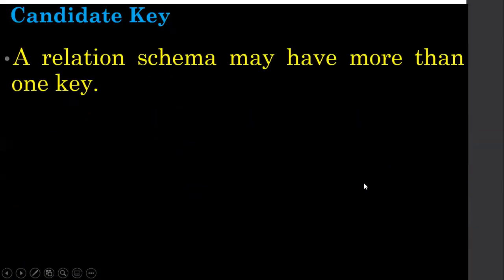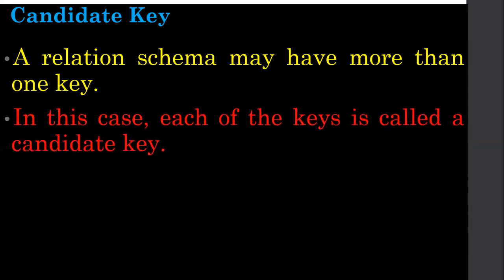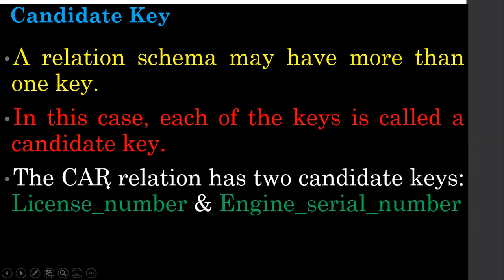And if we go for any relation schema, we can have more than one candidate key, and each of the keys will be referred to as a candidate key. If I go for the car relation, we have two candidate keys, license number and engine serial number. So next is the primary key.